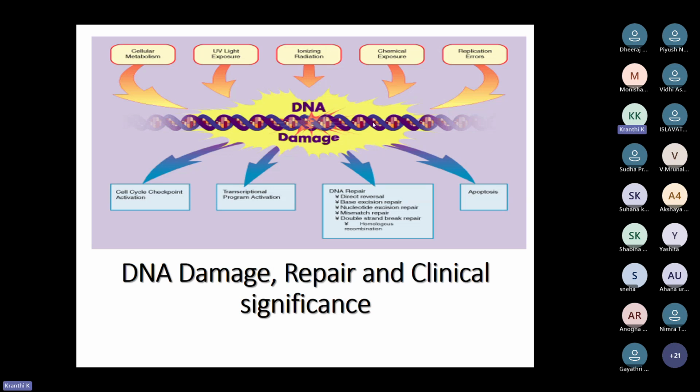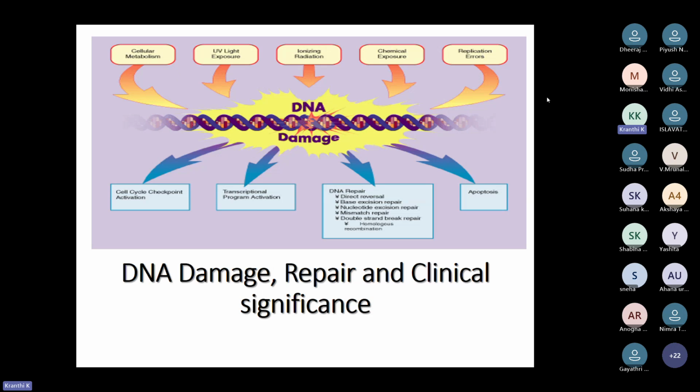See here, the diagram is explaining how the DNA is getting damaged: cellular metabolism, exposure to UV light, using ionizing radiations like UV rays, X-rays, also gamma rays. They may cause DNA damage, right? Then chemical exposure, replication errors.